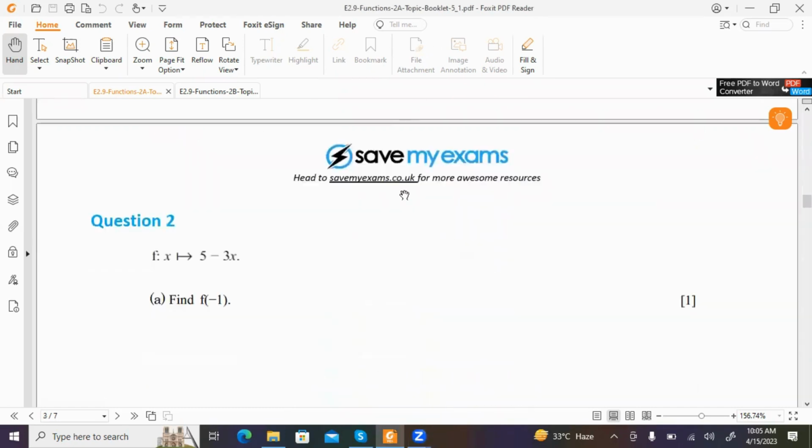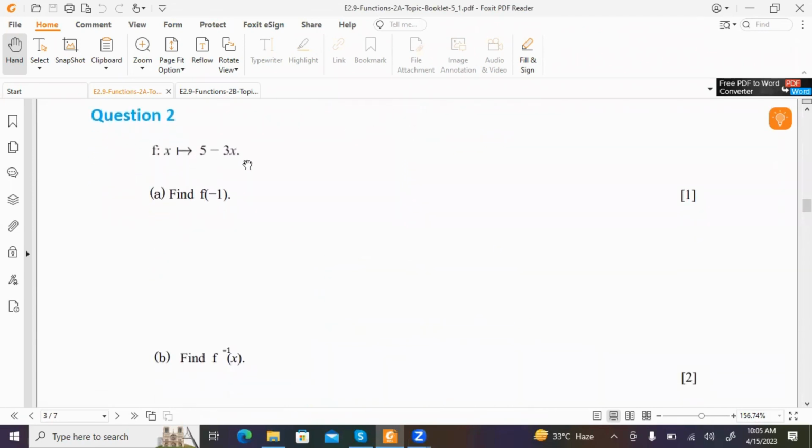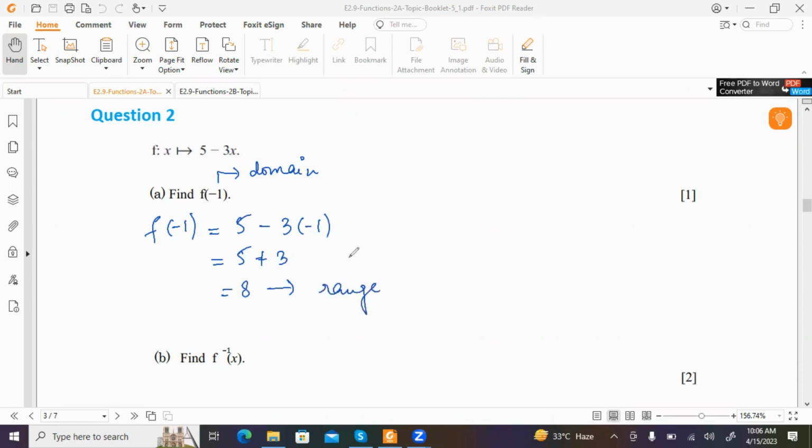Then if we look at the next question, it's saying f of x equals 5 minus 3x. Find f of negative 1. So this is a question where they're asking us to find the range for the given domain. So negative 1 is your domain over here. When we replace x with negative 1 in the function, we get 5 minus 3 times negative 1, which is 5 plus 3, that equals 8. Now this value is the range. So x is the domain, which is your input, and f of x is the range, which is also your output.